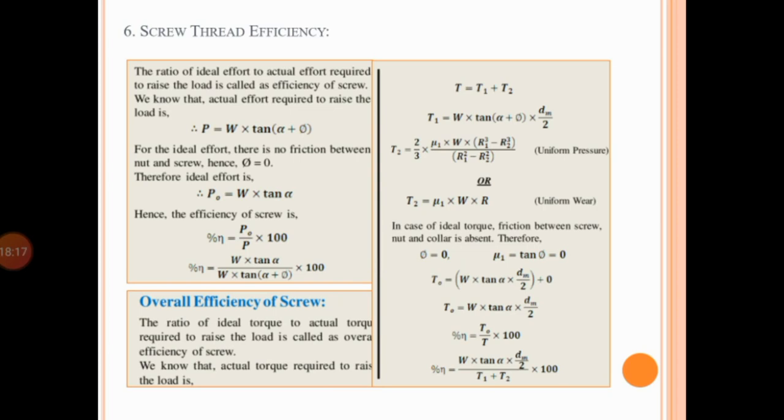Now the second efficiency is overall efficiency, and it's the simple ratio of ideal torque to the actual torque required to raise the load. Once again, ideal torque, that is without friction torque, and actual torque in which you need to calculate frictional angle or frictional force too. So finally, suppose you are taking the ratio of both of the terms, then W tan alpha into dm by 2 upon T1 plus T2, and if you are multiplying with 100, you are getting overall efficiency.